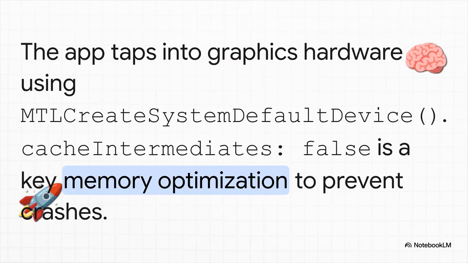And here's what that looks like in the code. That first line, MTLCreateSystemDefaultDevice, that's literally us telling the app, hey, go find the graphics hardware and use it. Just as important is that little option below it. cacheIntermediates false. That's basically us telling the app, don't be a data hoarder. It prevents it from holding on to a bunch of temporary image data, which keeps the app running lean and helps avoid those nasty crashes.